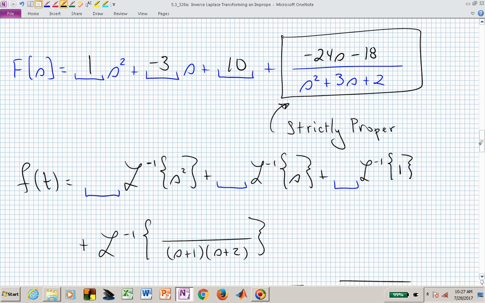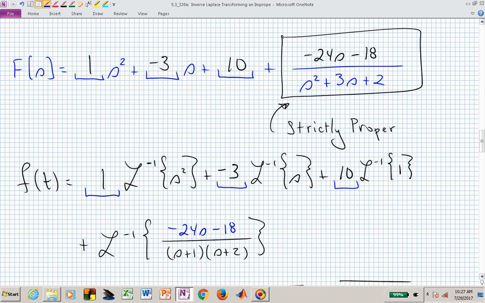So that now we can say, oh, we have 1 weighting the inverse Laplace transform of s squared in order to find the time domain expression for f of t. We have minus 3 weighting the inverse Laplace transform of s. We have 10 weighting the inverse Laplace transform of 1. And then we have to inverse Laplace transform this strictly proper piece, which has a numerator of minus 24s minus 18.